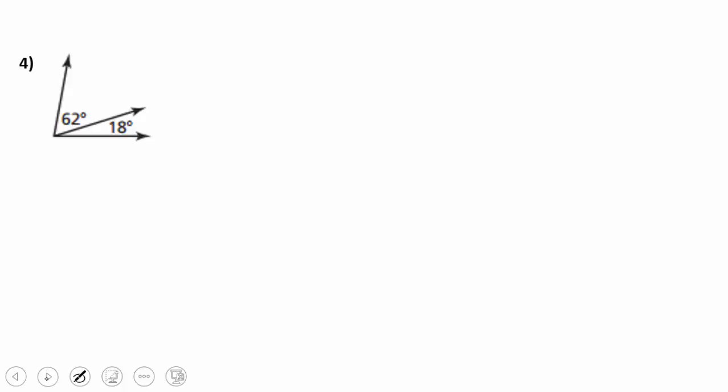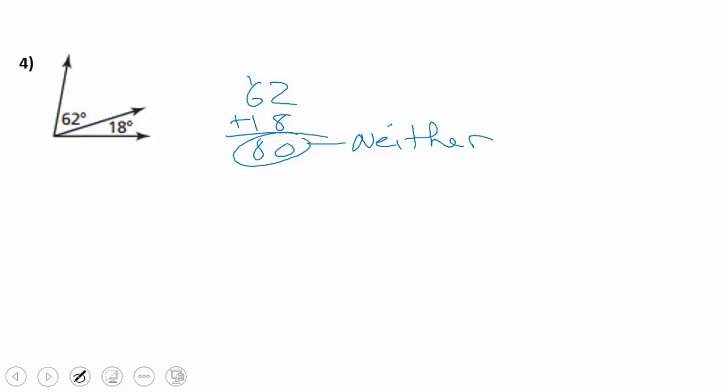Moving right along, 62 and 18. Well, 62 plus 18, that's 80. Neither. Easy stuff. Add them up. They equal 90, they're complementary. Add them up. Equal 180, they're supplementary.